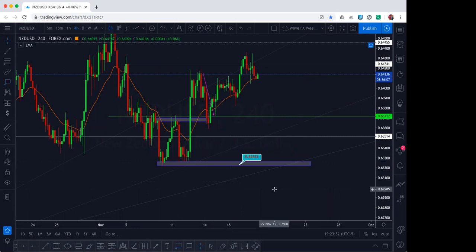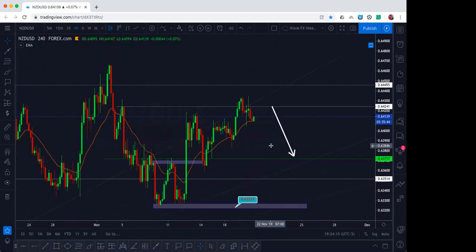Right, we could see the market look to test this overall level. But for now, all we're simply looking at is for price. If price pushes up into this area, then you can look for your sell signal, sorry, and then target this zone here. So that's what you should be looking at for Kiwi dollar.